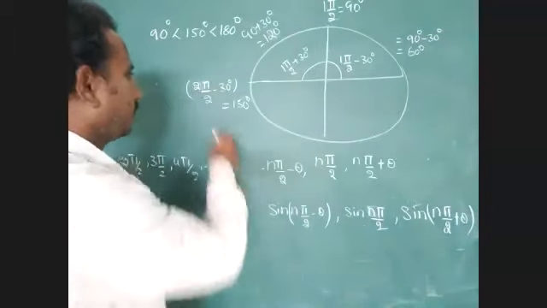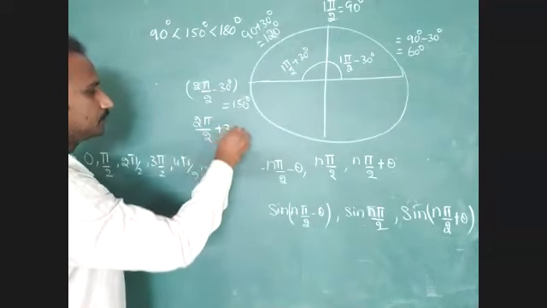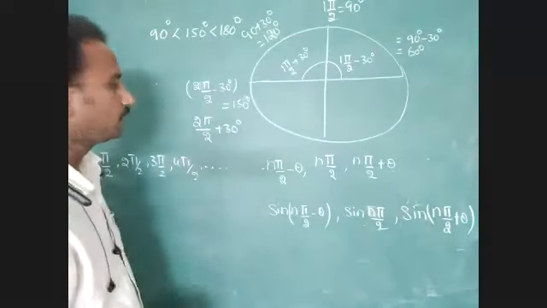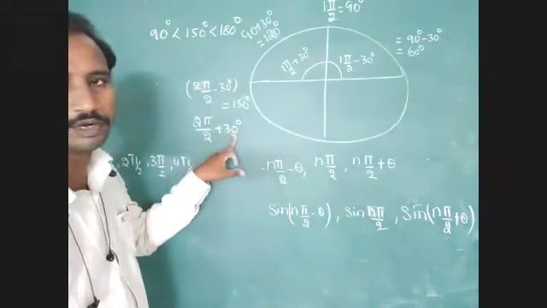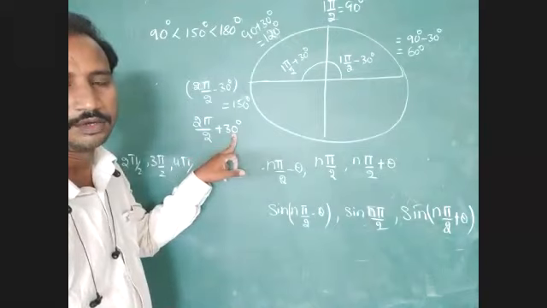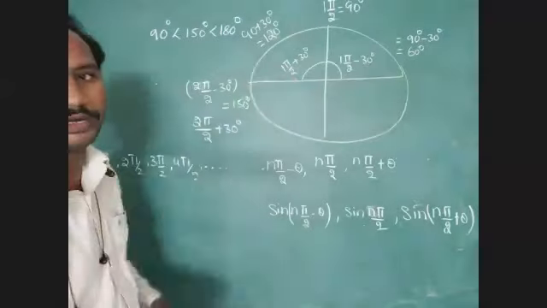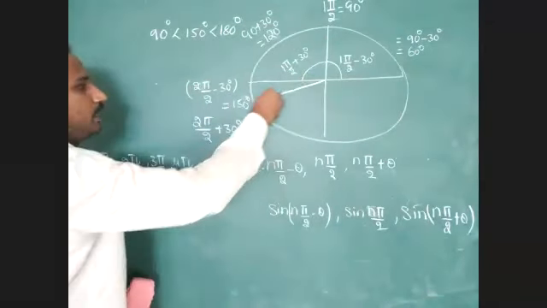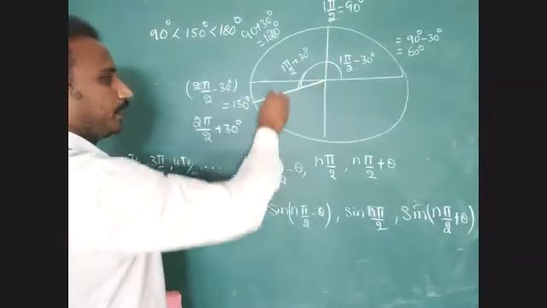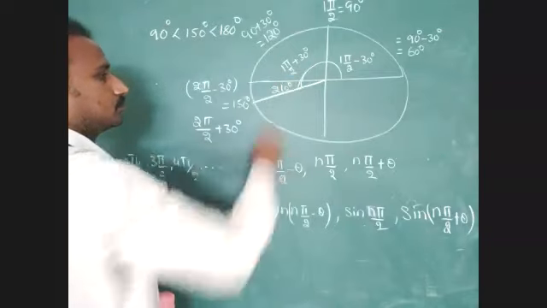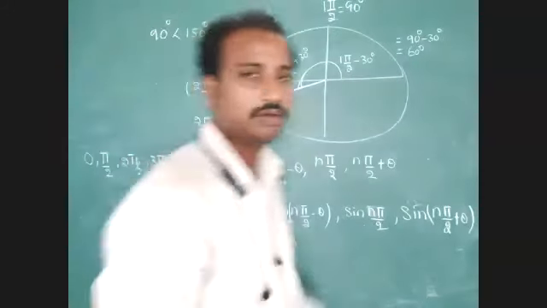Next, the third condition, same condition only: 2 pi by 2 plus 30 degree. 2 pi by 2 value is equal to pi, equal to 180 degree. 180 degree plus 30 degree equal to how much? 210 degree. 210 degree belongs to the third quadrant. Yes or no? The total angle is 210 degree, more than 180 degree, so this angle belongs to the third quadrant.